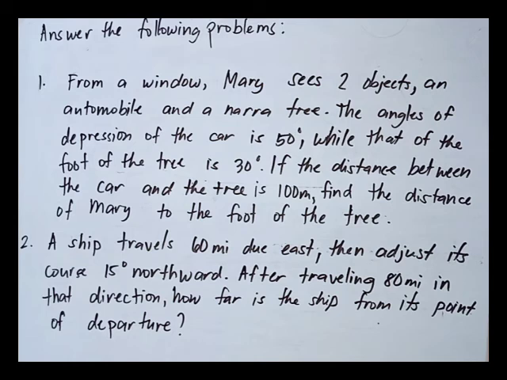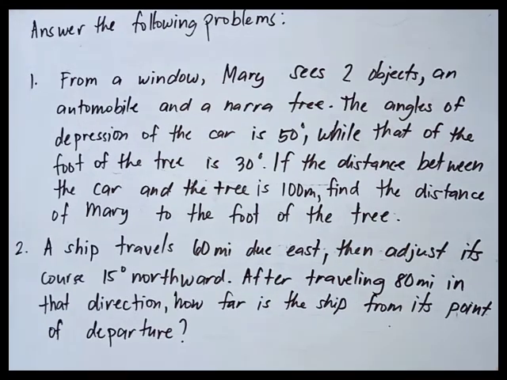And the second one, a ship travels 60 miles due east, then adjusts its course 15 degrees northward. After traveling 80 miles in that direction, how far is the ship from its point of departure? Here you can also draw the directions north, south, east, and west to locate the ship.